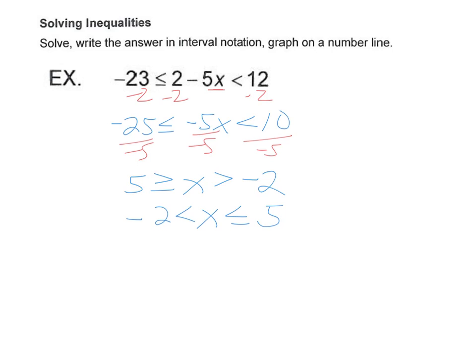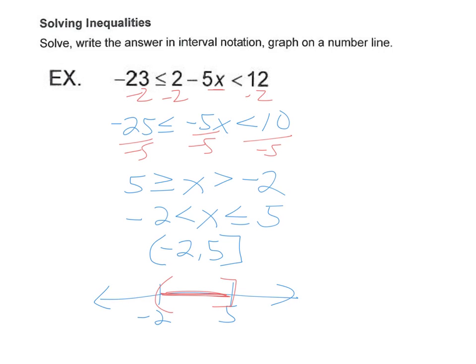Interval notation is where you write the start number and the stop number with parentheses and brackets. So we're starting at -2 going to 5. If you don't have the equal to part, then you write a parentheses. If you do have the equal to part, you write a bracket. So that's interval notation. And then on the number line, we start at -2, we stop at 5. The x is trapped in between those two numbers. Parentheses on the -2, bracket on the 5.